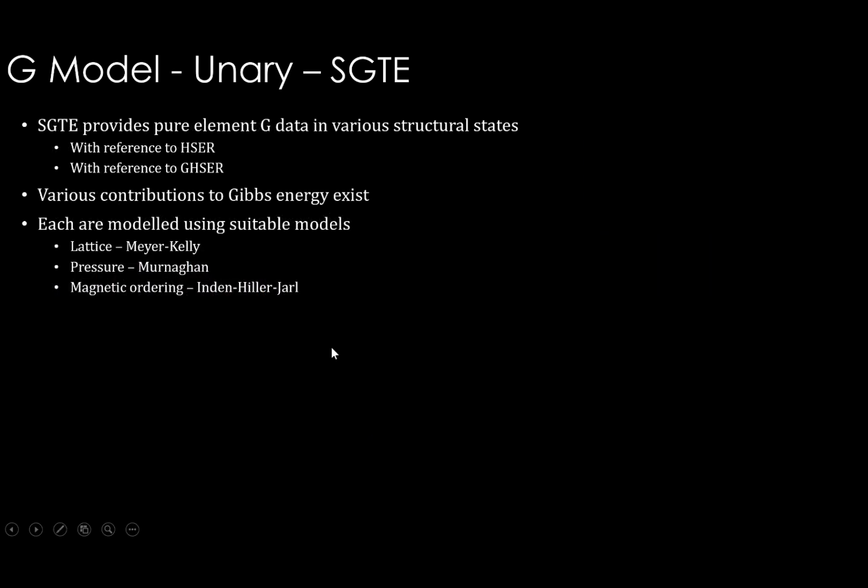Right. So this is in a way a summary of what we have seen till now. SGTE provides pure element Gibbs energy data in various structural states with reference to HSCR and GHSCR. Various contributions to Gibbs energy exist. For each, separate suitable models are used. For example, for lattice or chemical contribution, we have the Mayer-Kelly polynomial, for pressure contribution, we have the Murnaghan equation, and for magnetic ordering, we have the Inden-Hillert-Jarl model.